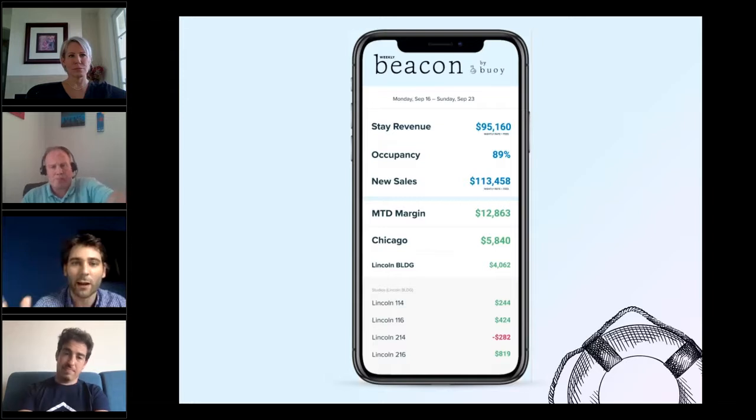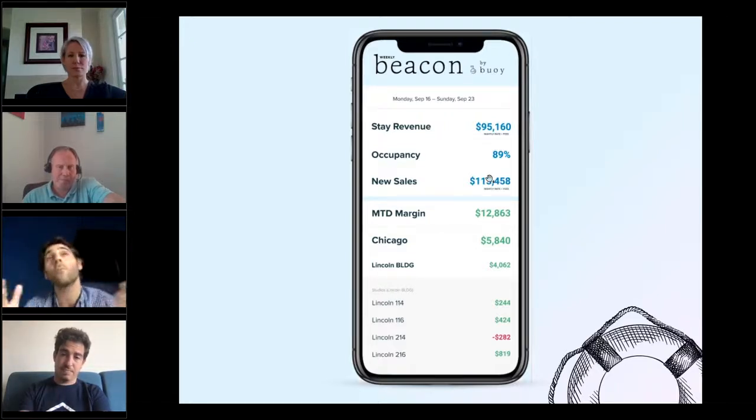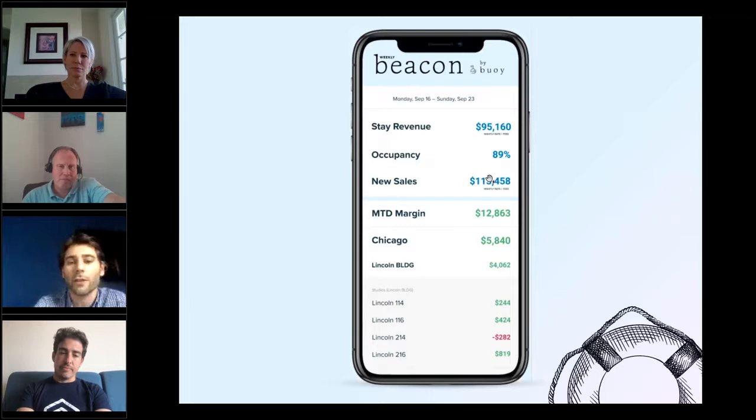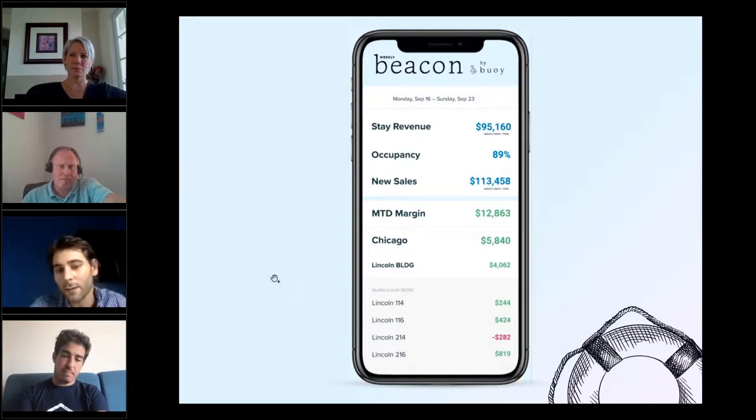I say, okay, so for the previous week, you did this amount in stay revenue, this was your occupancy, and you did this much in new sales. And then the next most important metric that I found is margin. I have people enter this individually, so this is really more of a goal that they know, like, okay, when I hit the green, I'm going to be making money. And so I break that down for the entire portfolio as of that date, and then by the month, and then by the building, and then down by the listing again. Just because I feel like we should all be able to know at any point how well each one of our listings is doing.